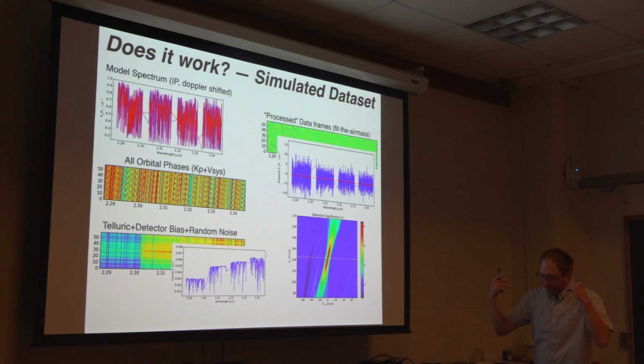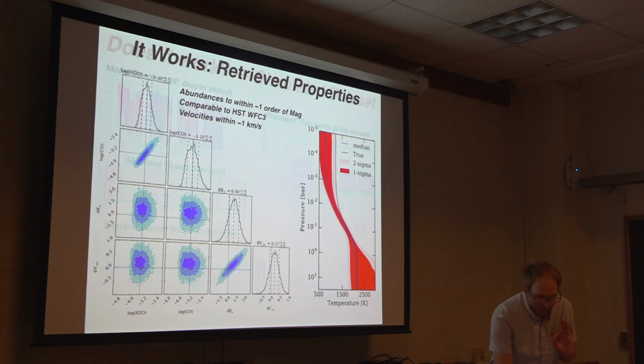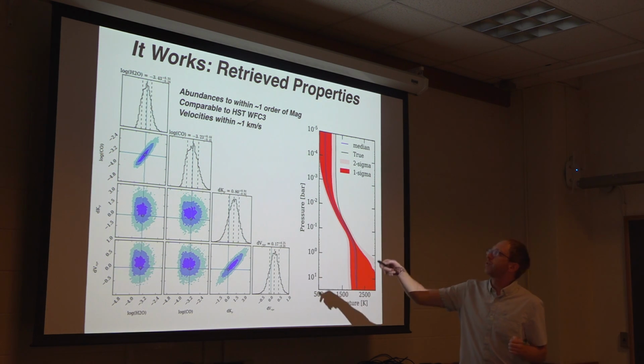But moving beyond detection, what we want to do then is say, well, what can we actually say in terms of, I know how much water I put in this atmosphere, I know how much CO, I know whatever else I put in the atmosphere because it's fake data. How well can I constrain that? The answer is we can constrain these abundances pretty well.